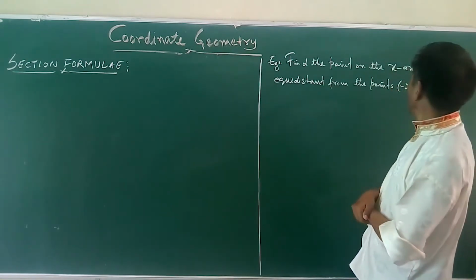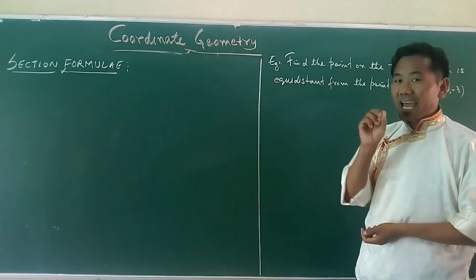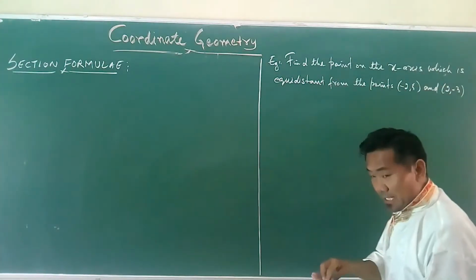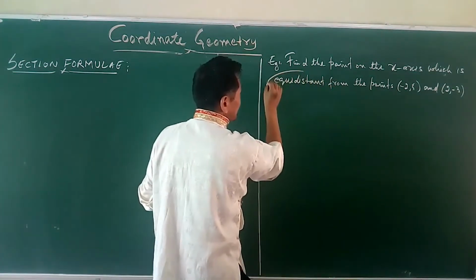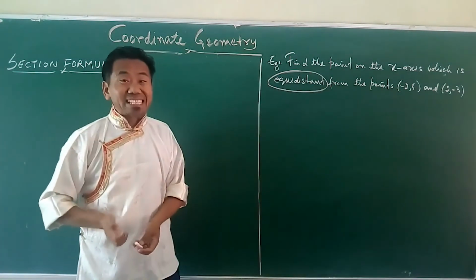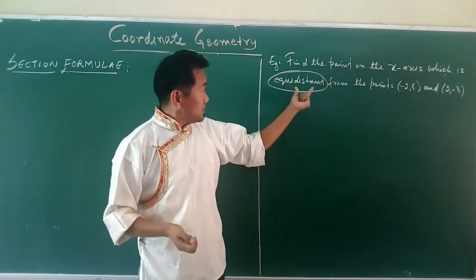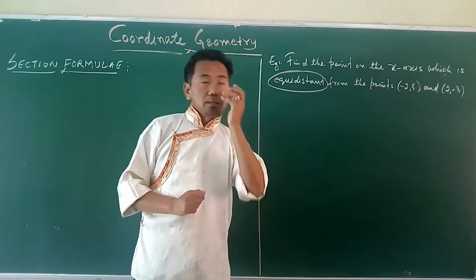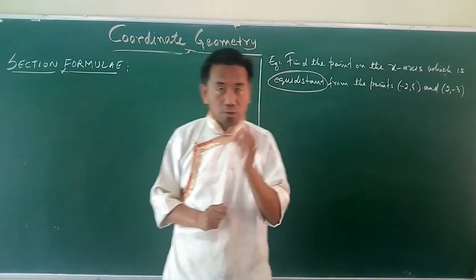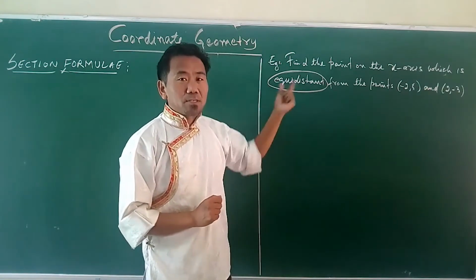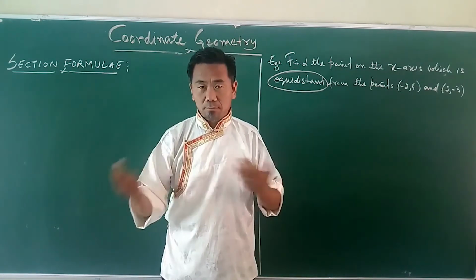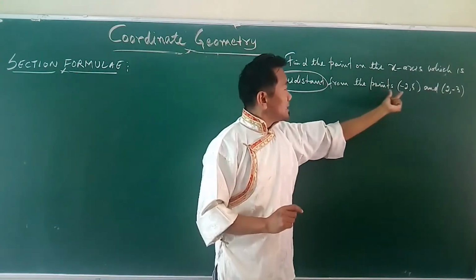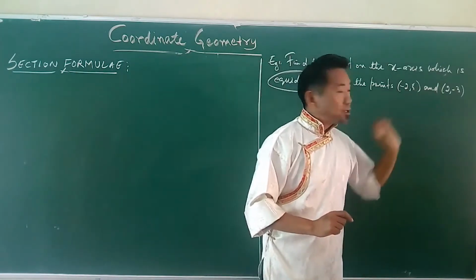Find the point on the x-axis. The point is on the x-axis. Remember this. Which is equidistant. So today we are going to focus on this term, equidistant. Equidistant means equal, normally we say equal, isn't it? So the equidistant here means from the points (-2, 5) and (2, -3).